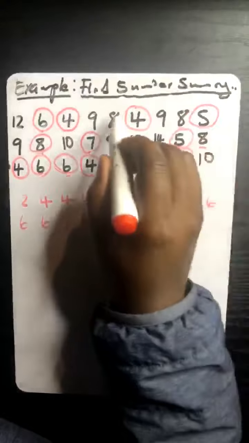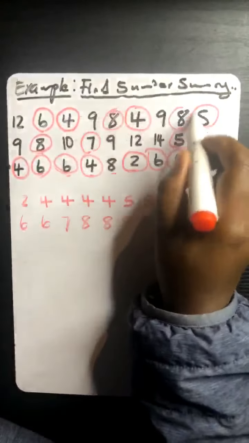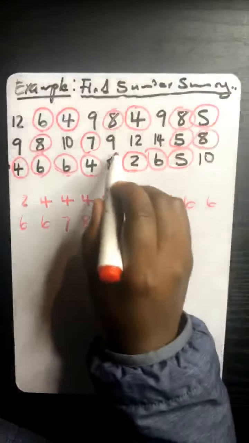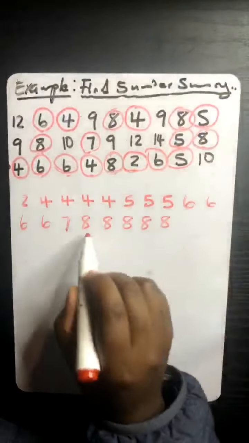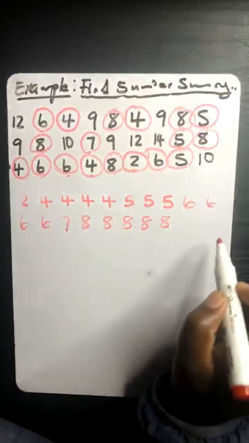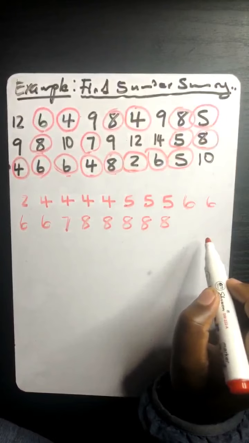Okay, so we have 1, 2, let's say 3, 4, 5 8s. 1, 2, 3, 4, 5. Yes.